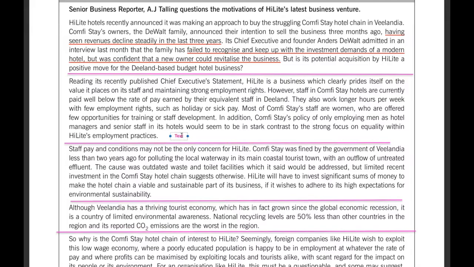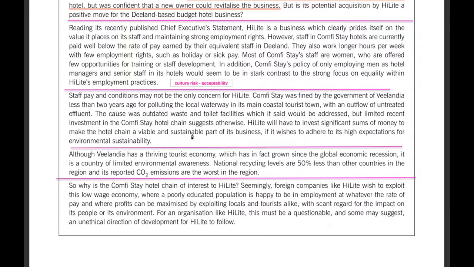you can actually use this particular reasoning to look into the possibility of cultural acceptability, which you can actually use as well. So staff pay and conditions may not be the only concern.